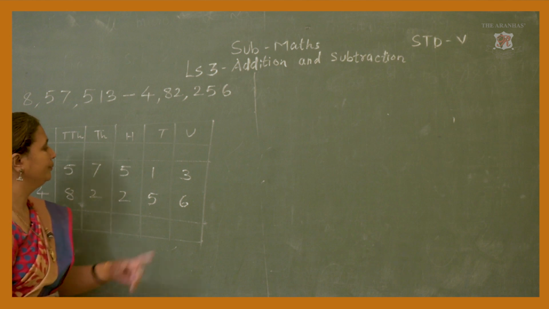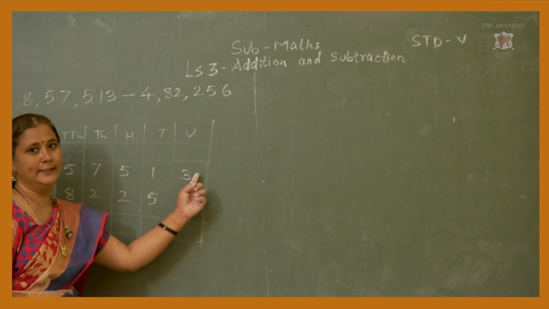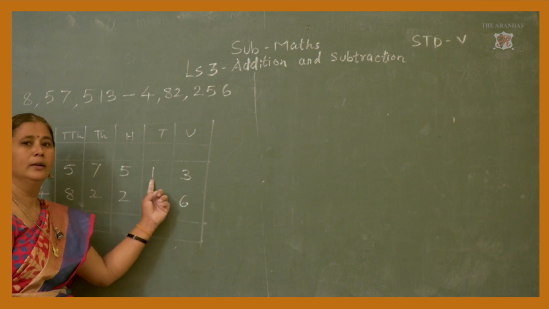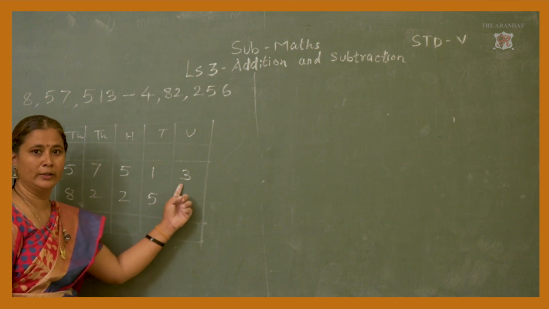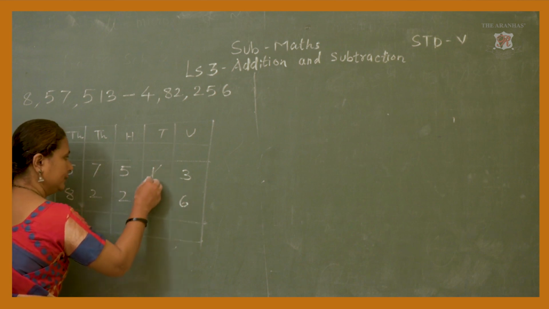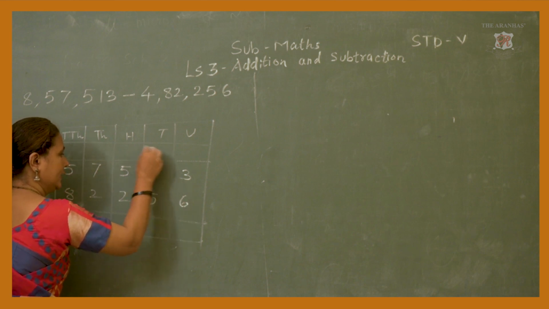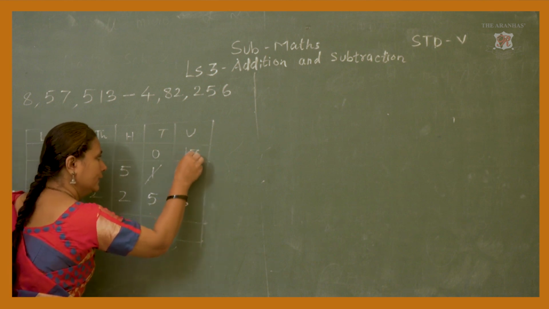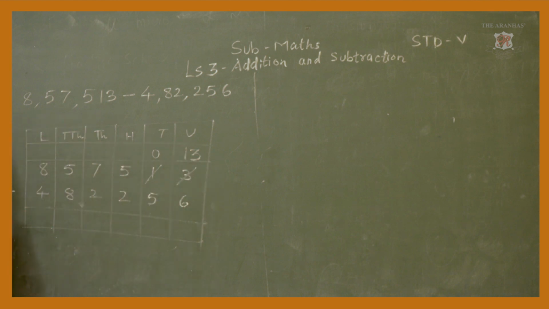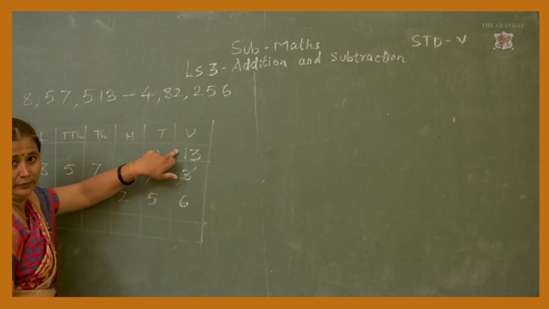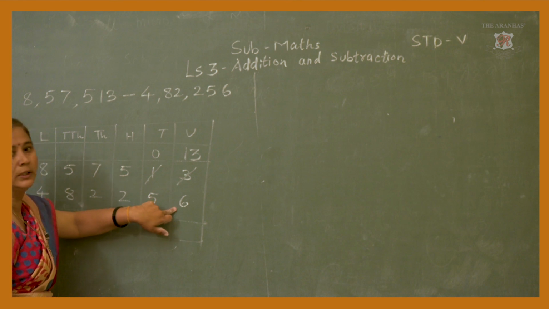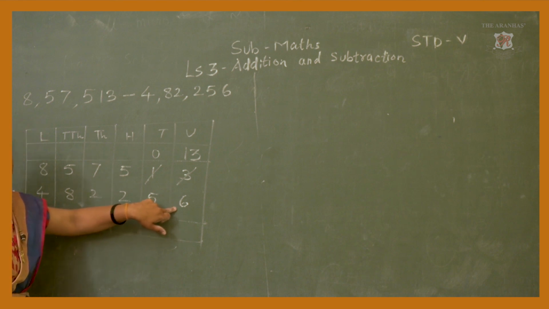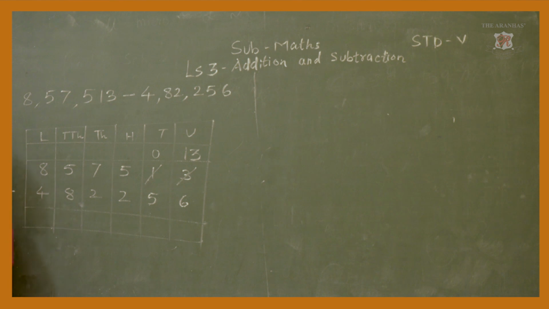Then start to do 3 minus 6. 3 is less than 6. So, we have to borrow a number for this unit place. So, cut here 1, 1 minus 1, here it is 0 and take 13 over here. Because for 3 we have to take 13. Now, you can do 13 minus 6. Start to solve 13 minus 6, 7.